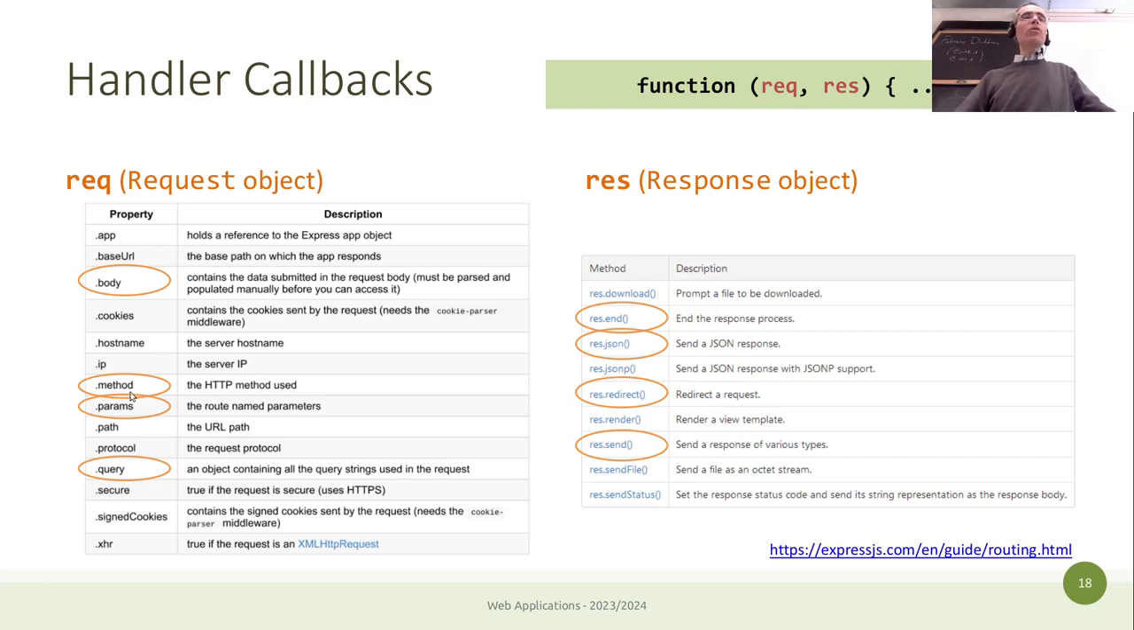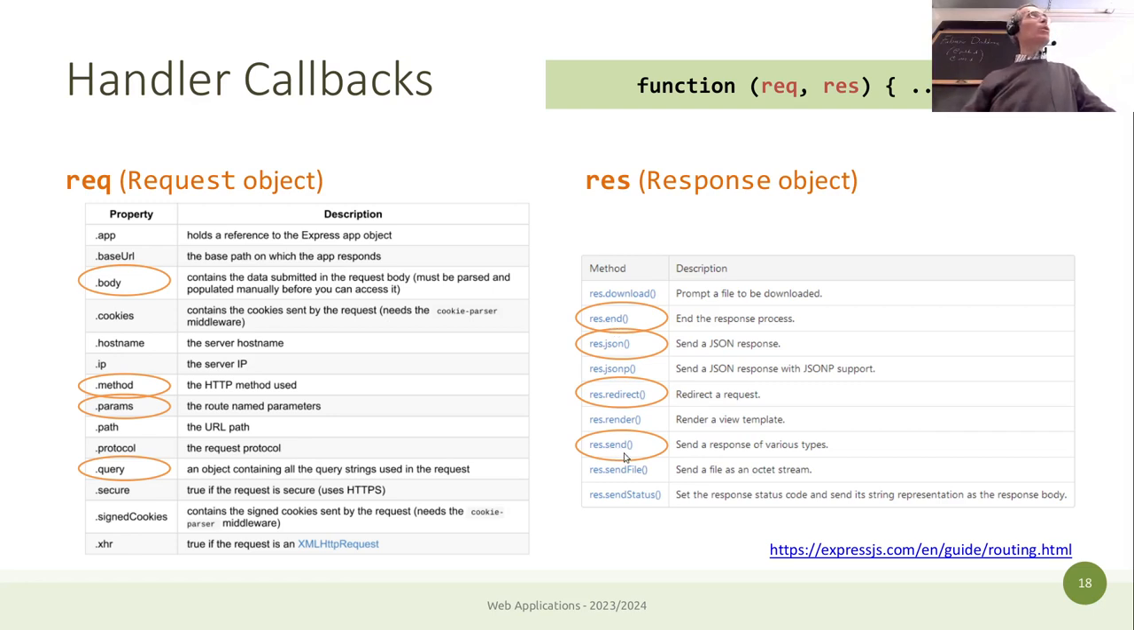Then the method, but actually the method is already known because we had the app.get, so it's a get, otherwise we don't get called. The params, since we will have parametric requests, and the query, we will have queries as well. That means what comes after the question mark in the resource name. And the response has basically three methods. The redirect is not used, basically. So end, to end the response and send everything back to the client.